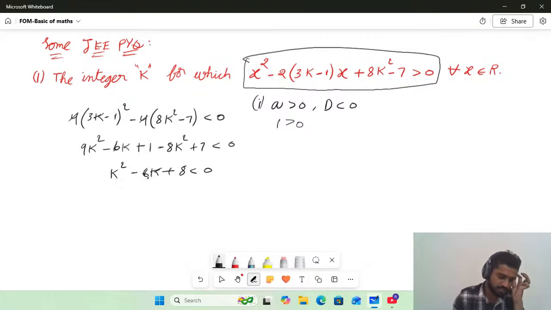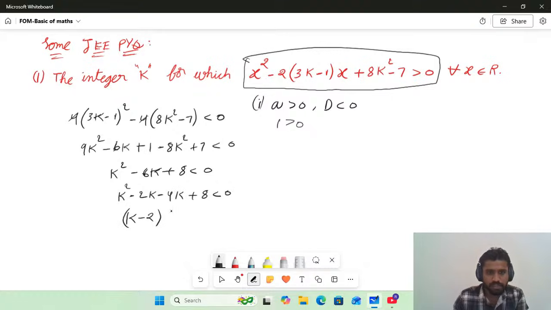What are the roots here? How to factorize the middle term? k square minus 2k minus 4k. We can split the middle term like minus 2k and minus 4k, less than 0. So k of k minus 2 and minus 4 of k minus 2, which is k minus 4. So k minus 2 into k minus 4 is less than 0.